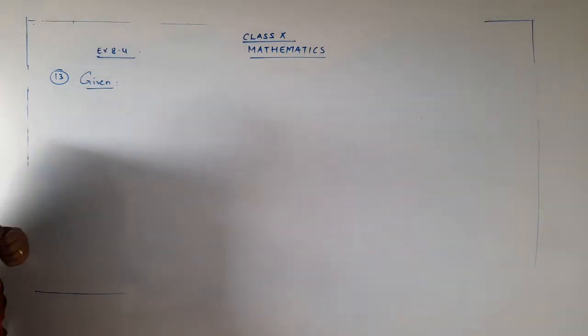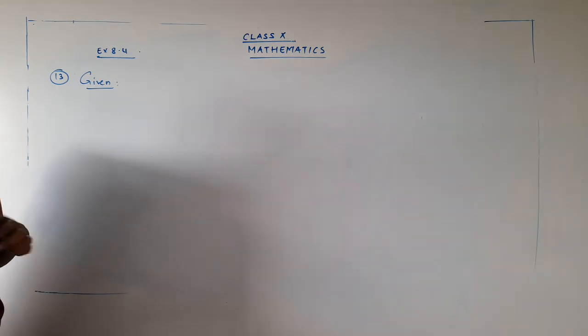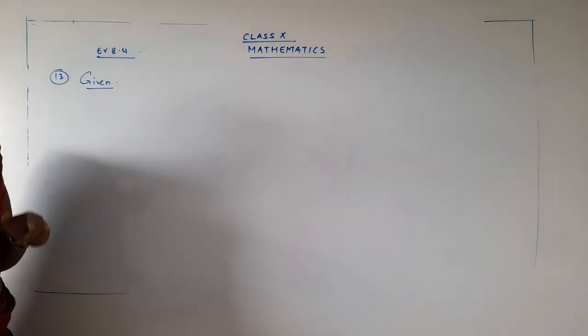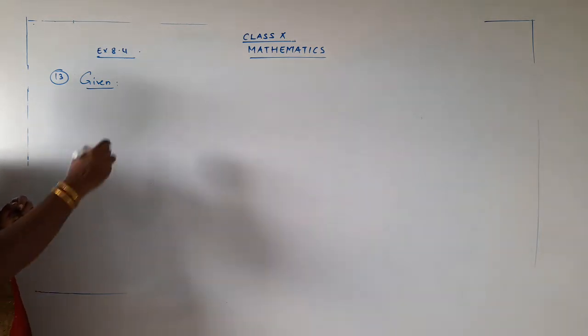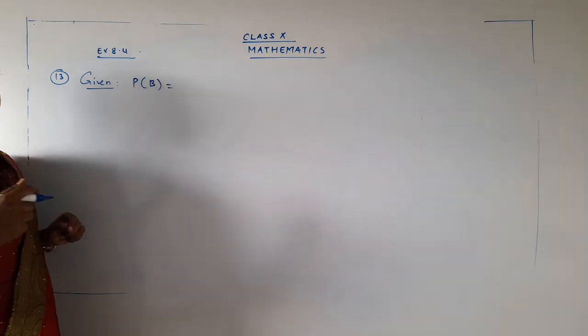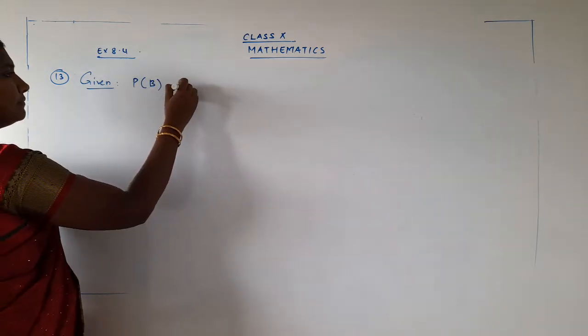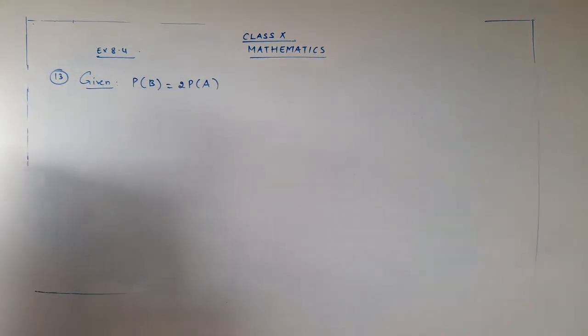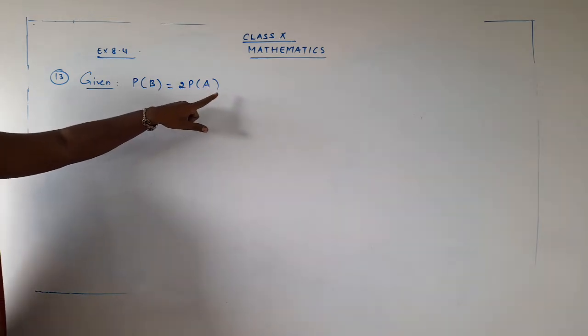So given part is A, B, C are any three events. The probability of B is twice that of probability of A. Twice means 2 times. So 2 times probability of A. Given probability of B is twice as that of probability of A.